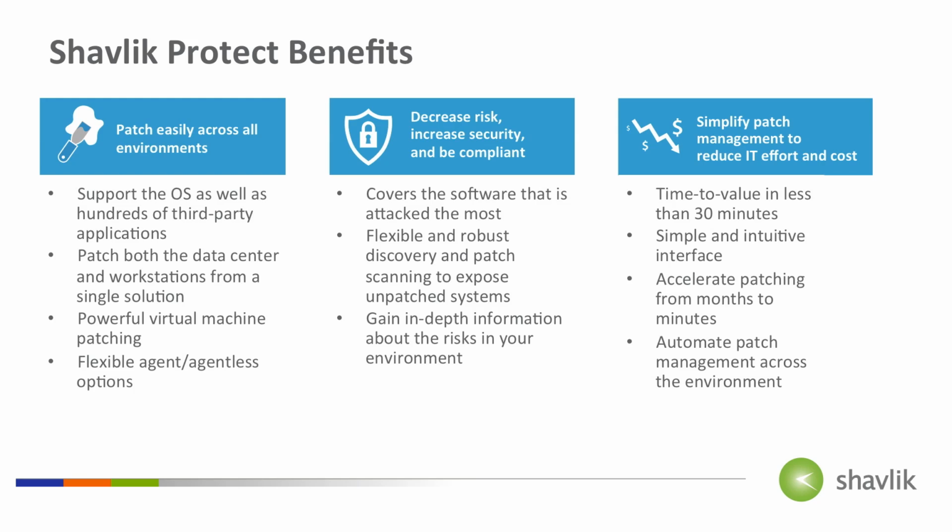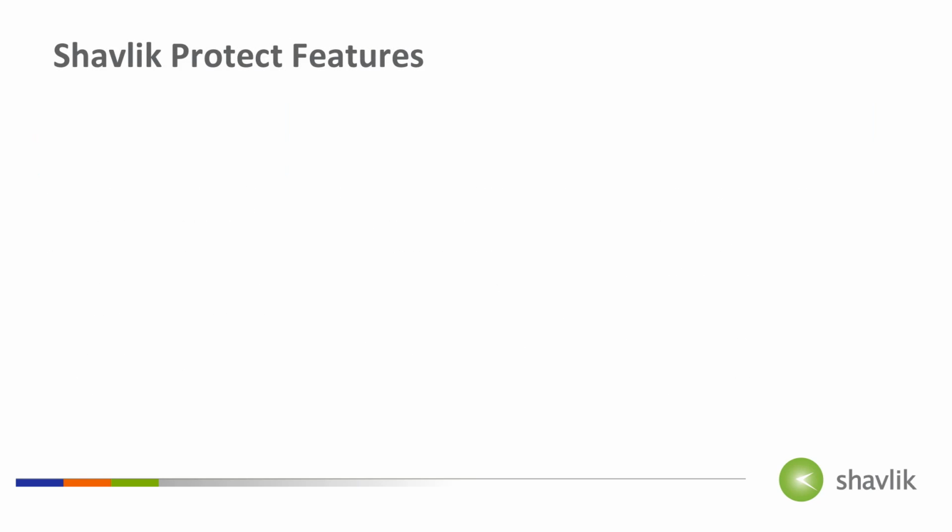If you notice that our logo on Shavlik is a clock, and the needles point to 10 and 20. So it's 10 minutes to set up, 20 minutes to configure, giving you that time to value in less than 30 minutes. So being able to run very quickly. The interface, as you'll see later on in this presentation, is simple and intuitive, and we can accelerate patching from the amount of time it takes, months, to a short amount of time where we've automated most of the patching process. So let's talk about some of the features of Shavlik Protect.